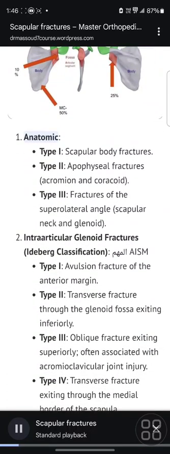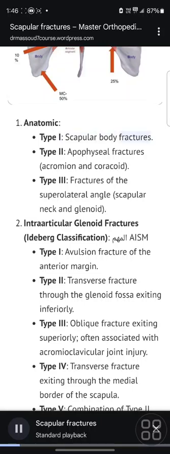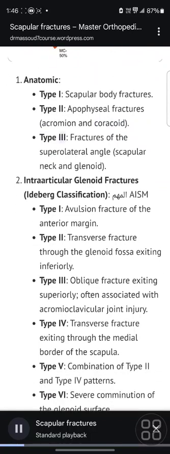Anatomic. Type 1. Scapular body fractures. Type 2. Apophyseal fractures, acromion and coracoid. Type 3. Fractures of the superolateral angle, scapular neck and glenoid.